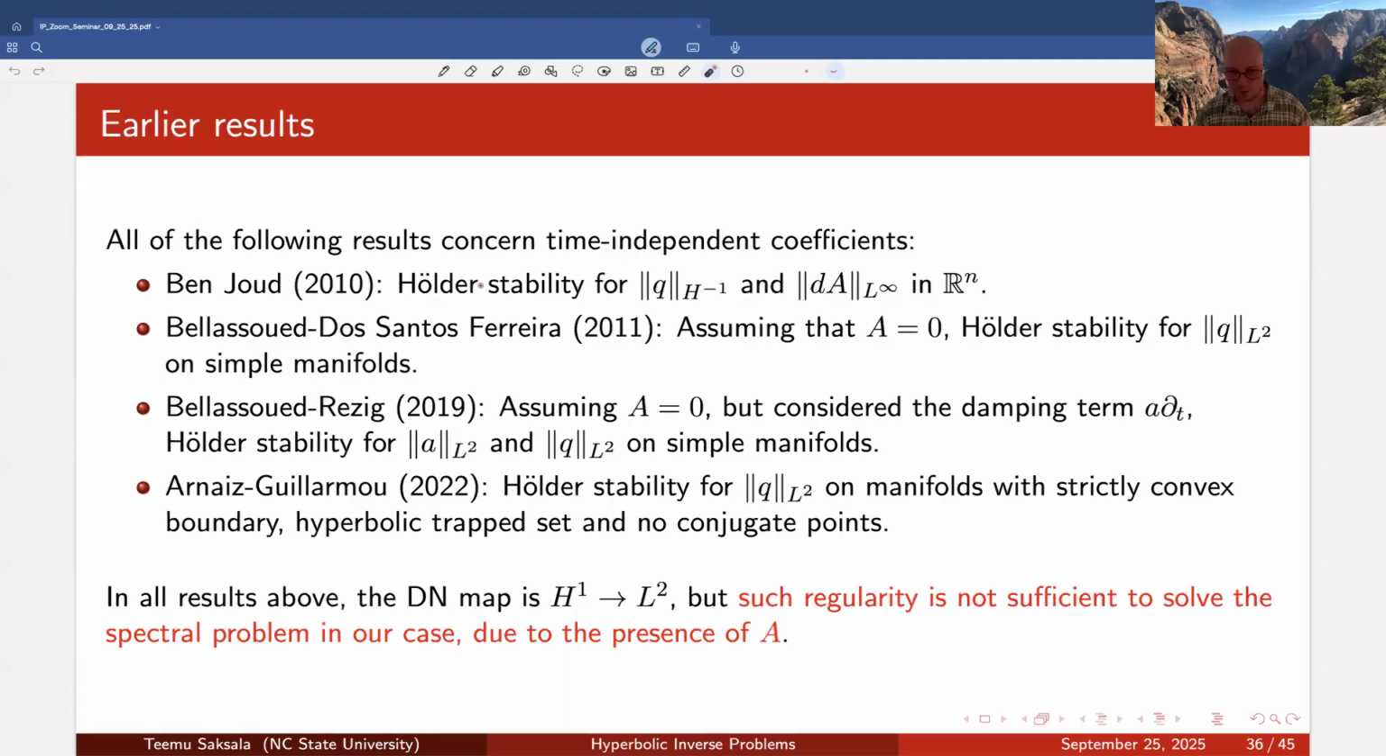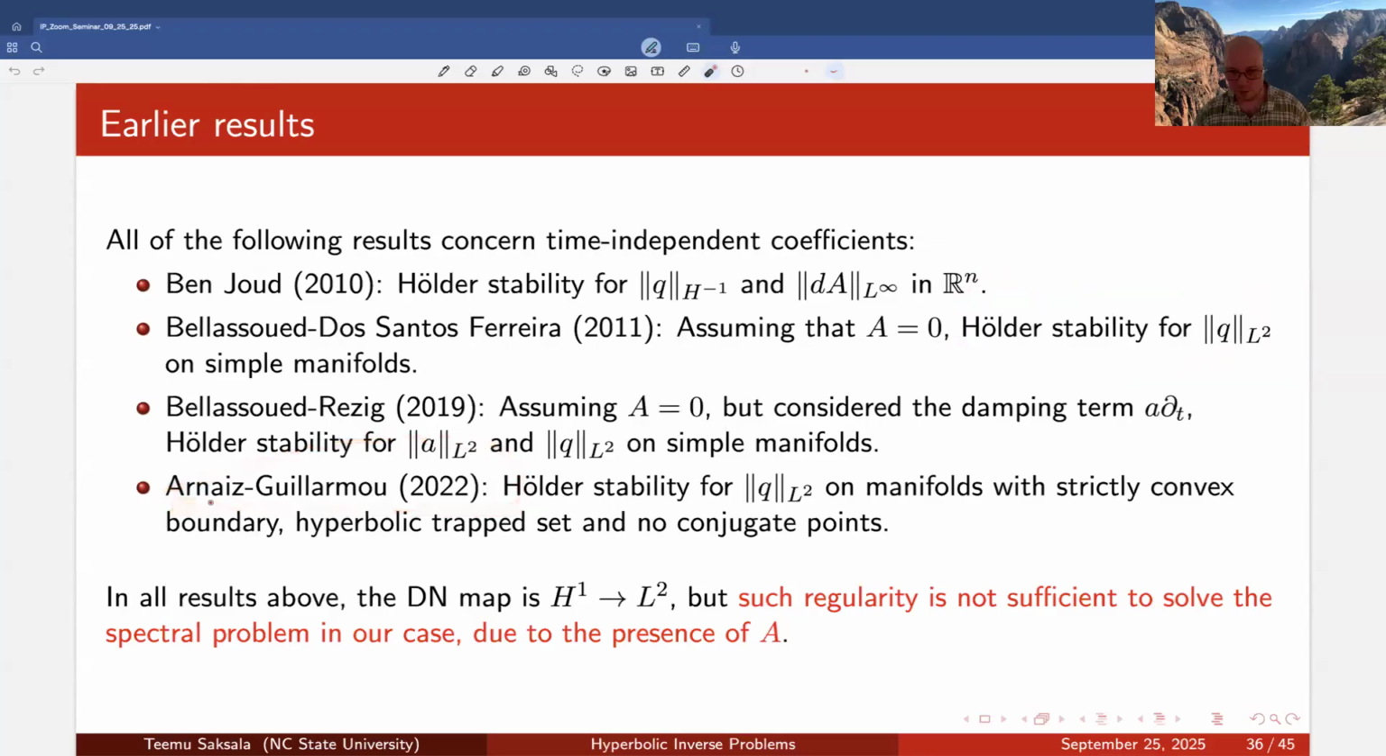So Ben June, for instance, studied a similar problem in Rn and showed Hölder stability for the lower order terms in this set. And really the paper which probably was our motivation to study this problem is this very nice paper by Bela Su and Dos Santos Pereira, where they didn't have the magnetic potential, and they proved exactly a similar type of Hölder stability result as we did now on simple manifolds, but only for the scalar potential.